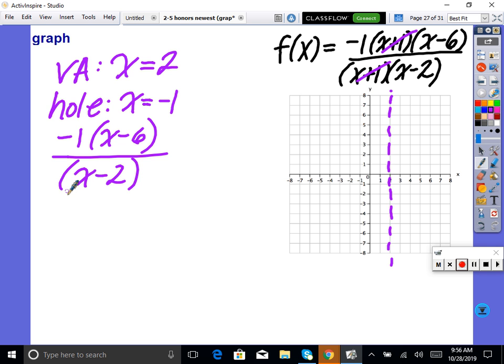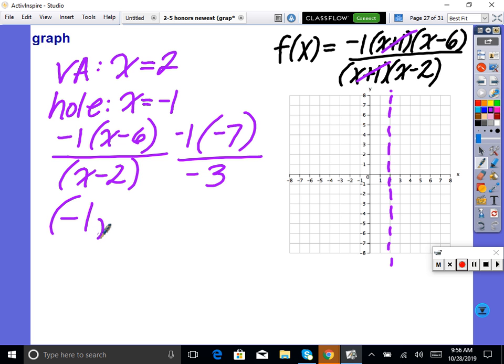Now we'll plug in -1. That's -1 and then -7, right? -1 minus 2 is -3. So our hole is at -1, +7/3. No, -7/3. Do you agree? Which is about what decimal? Let's just write down the decimal. -2.3-ish? Okay, good.